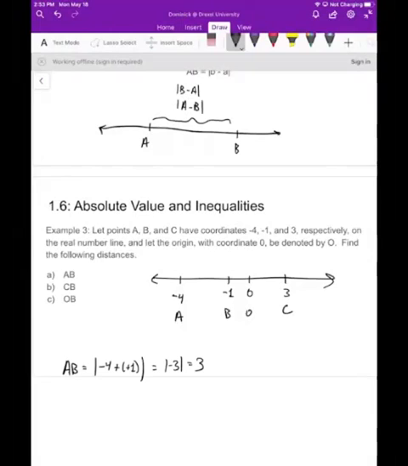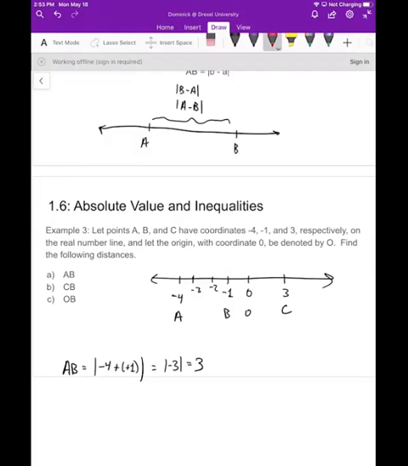Now, of course, you could have just found this by counting, right? You could go 1, 2, 3, and you see that it's 3 units away. But the idea is that once these numbers get big, it's much easier to think of it this way. All right, so that was part A.